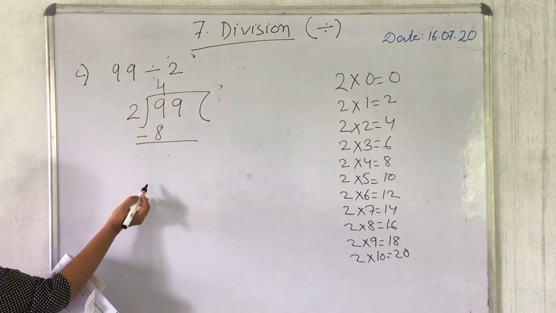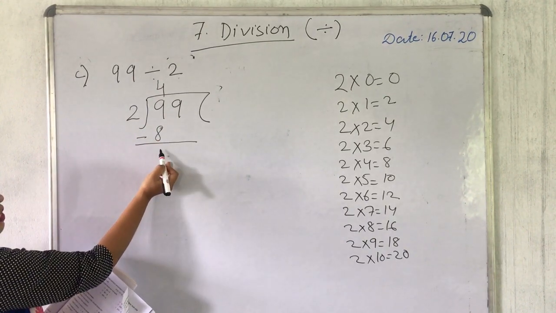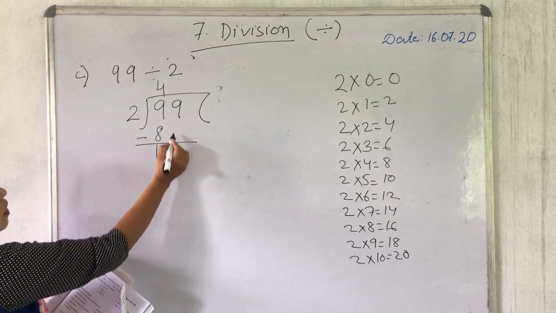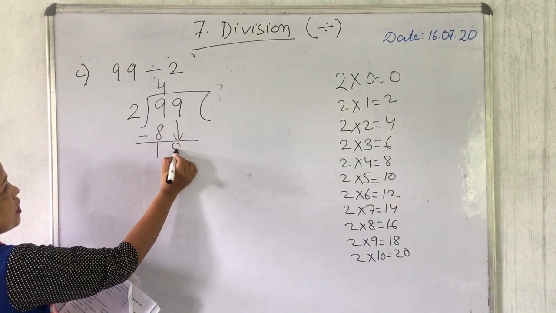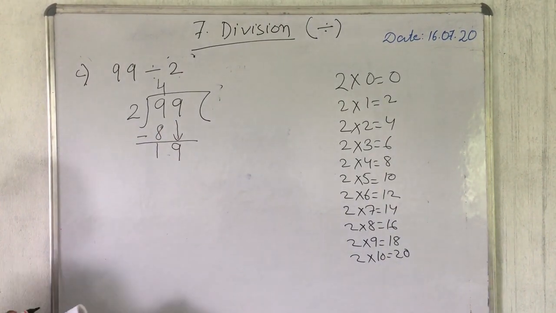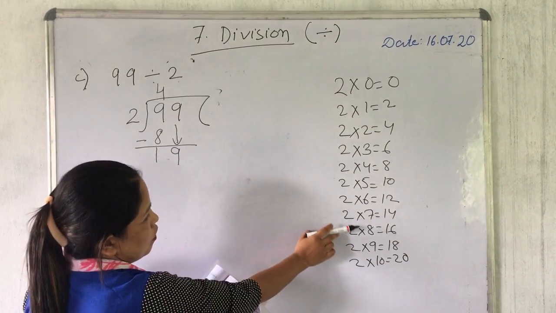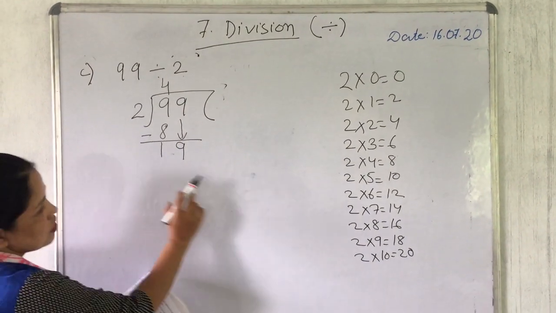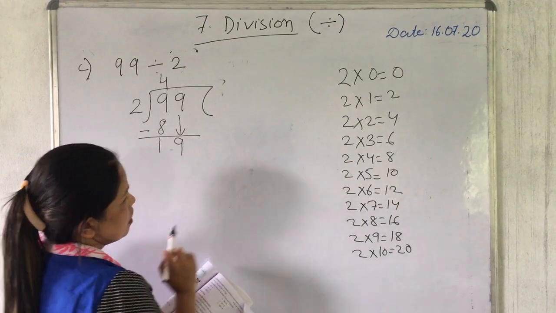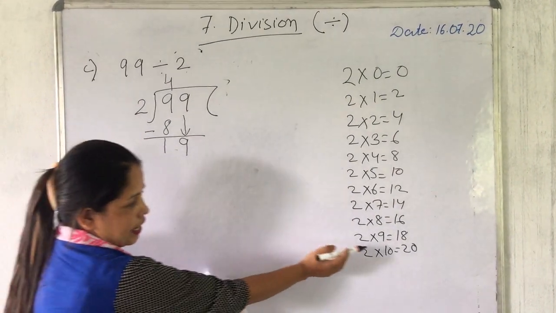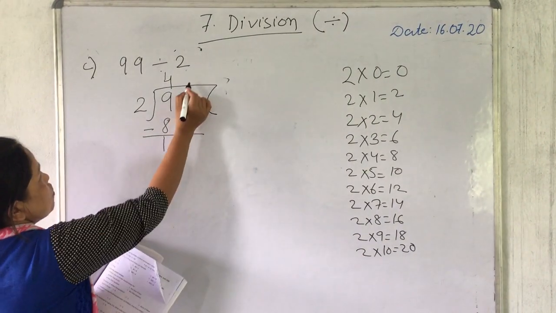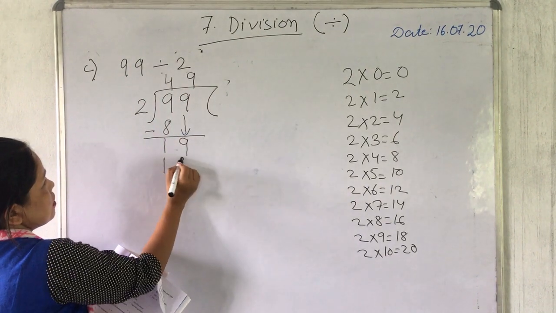Okay, now subtract it. Now 9 minus 8 is 1, isn't it? Now put this 9 down here again, it's become 19. Okay, so in 2 table does 19 come? No, isn't it? So we have to see the number which is less than 19. Tell me, which is 18, isn't it? So 2 nines are 18.